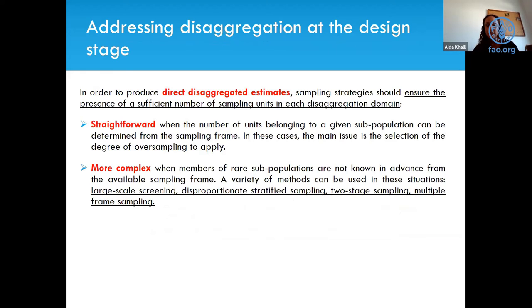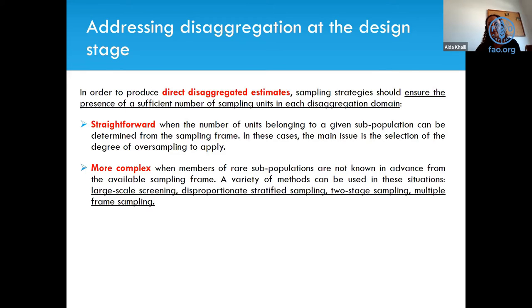At the design stage, basically you have to design a sampling strategy that will ensure the presence of a sufficient number of sampling units in each disaggregation domain. And this number of sampling units will allow you to compute so-called direct estimates, so estimates based on the sample observation.